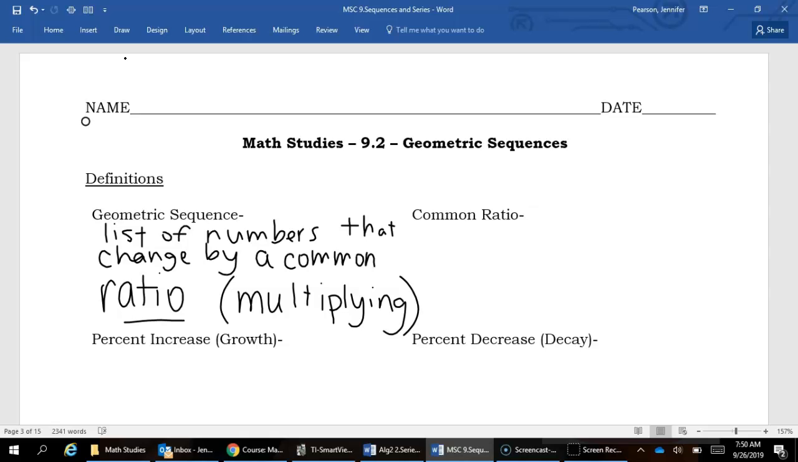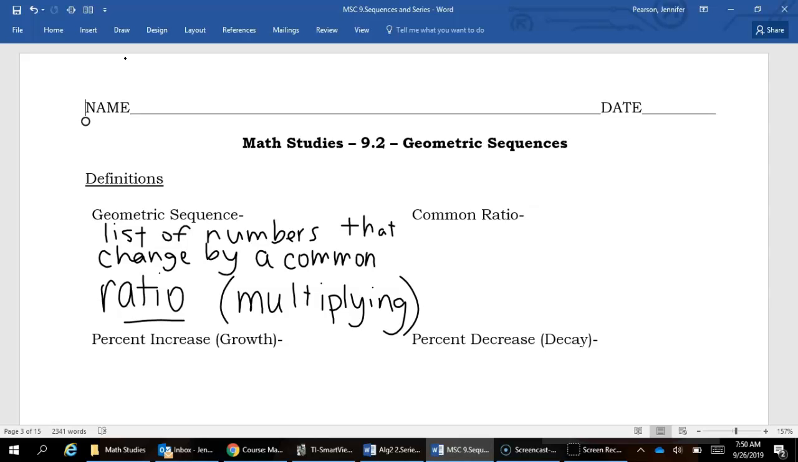So I think doubling is usually an easy one that people know. So if we're starting with 2, times 2 is 4, times 2 is 8, times 2 is 16, 32, 64, 128, 256, 512, 1024, and so on and so on.